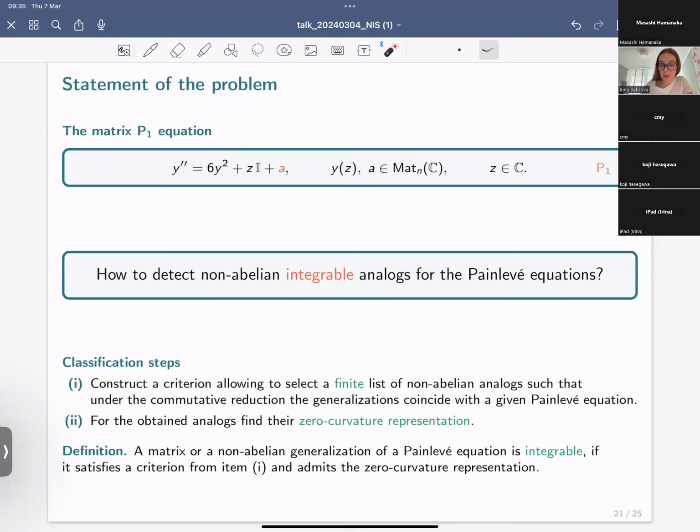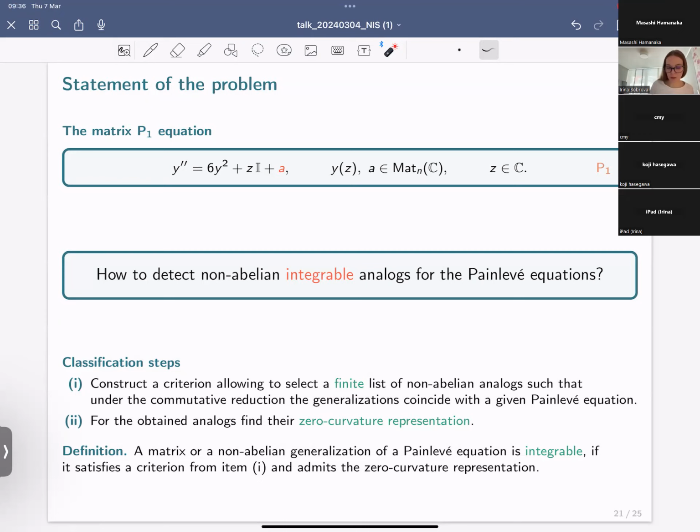And in order to solve this problem, we follow the following classification steps. The first one is related to a criterion that allows us to select a finite list of non-abelian analogues. A little bit later, we will understand why we're looking for a finite list. Such that under commutative reduction, our non-abelian analog coincides with a given Painlevé equation.